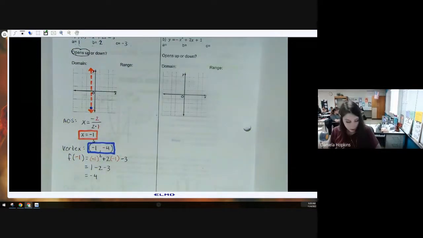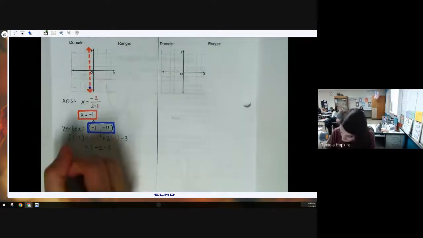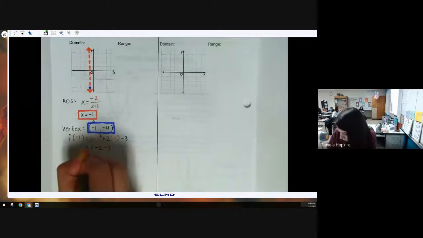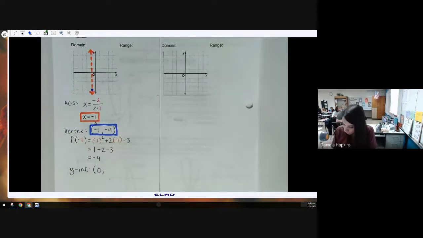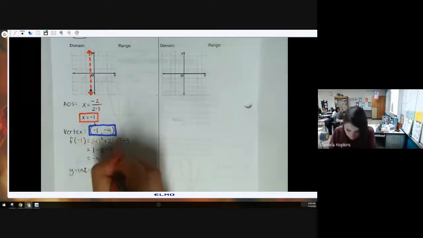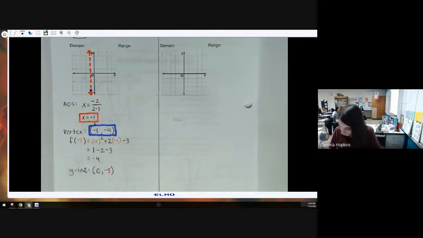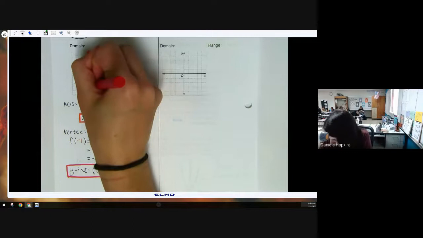The last part, the easiest part, is my y-intercept. Remember, your y-intercept is always (0, c). What's my c? -3. So you could, again, do that first if you wanted to. So that just means this point here is right there.